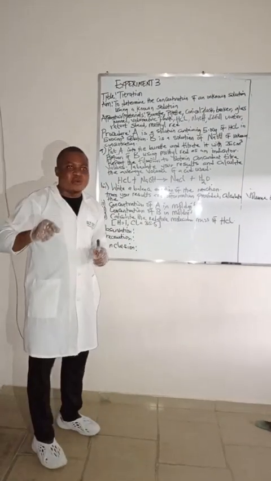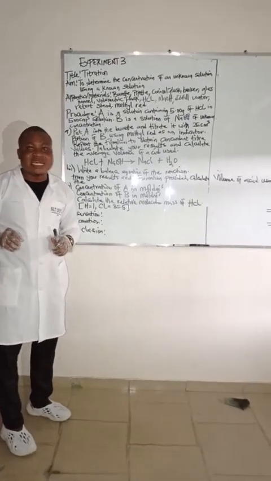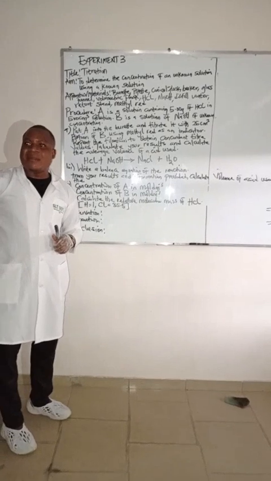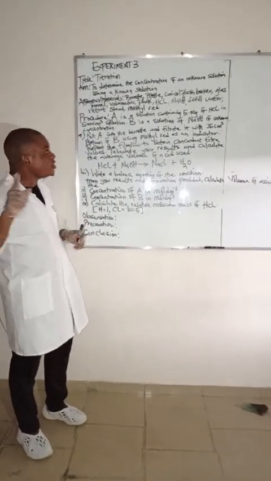Now we will convert it to standard volume. Do you know how we convert to standard volume? We multiply by 1000. 1000 cm cube is equal to 1 dm cube.